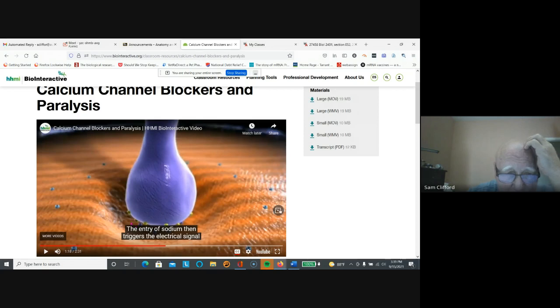So when the sodium channels that are opened by acetylcholine on the motor end plate are opened up, sodium rushes in. That causes an electrical signal to move toward these other sodium channels, which are opened by changes in voltage. So these are called voltage gated channels. The ones that allow acetylcholine to bind and open are called chemically gated channels.